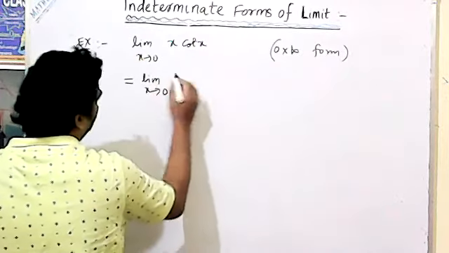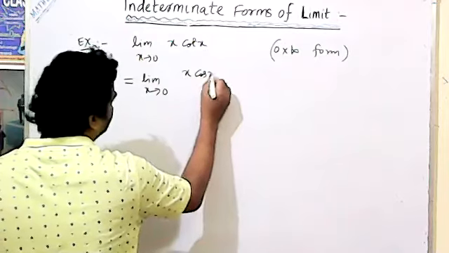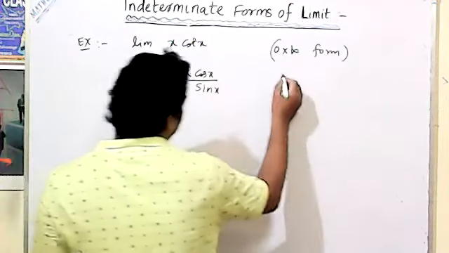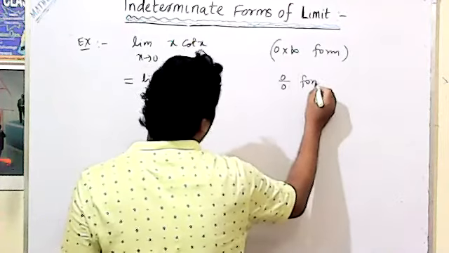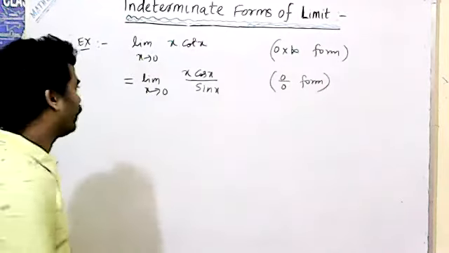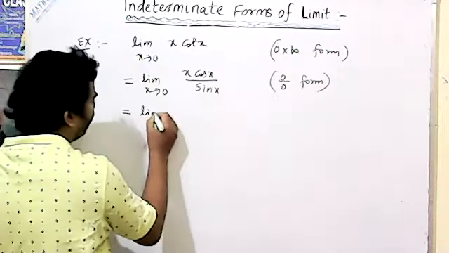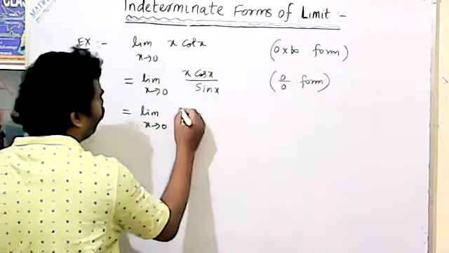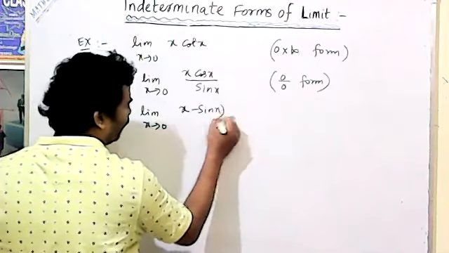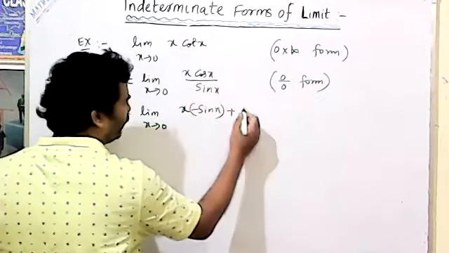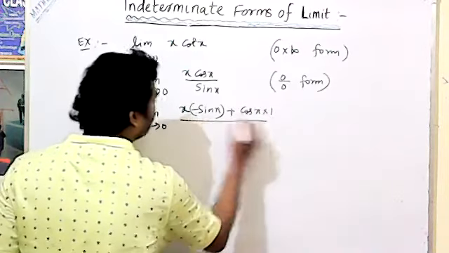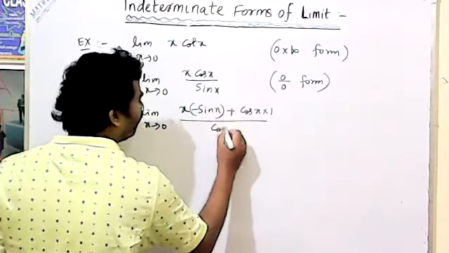x tends to 0, here x cos x divided by sin x. That means you can say this is a 0 by 0 form. Now you can apply L'Hopital's method. That means here upper part derivative as well as lower part derivative. That is x into minus sin x plus cos x, derivative of cos x, plus cos x into derivative of x, divided by derivative of sin x, cos x.